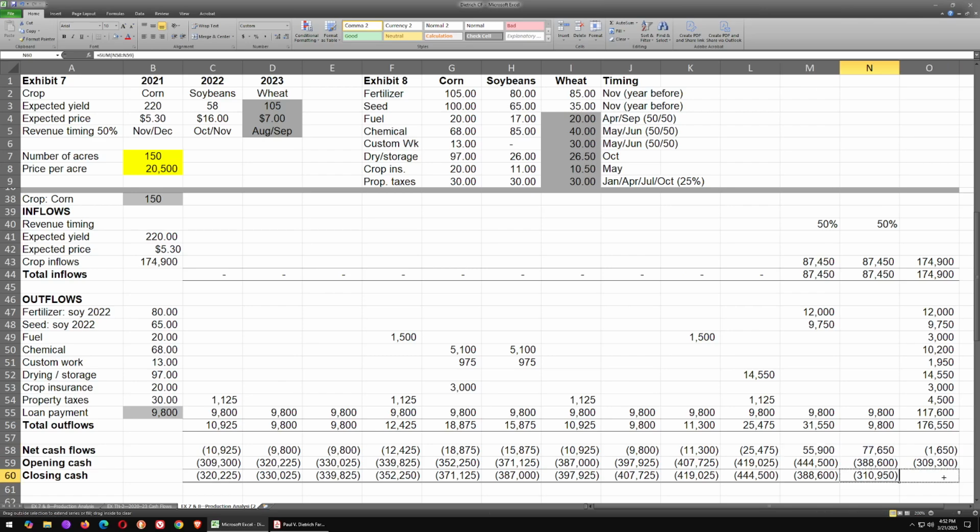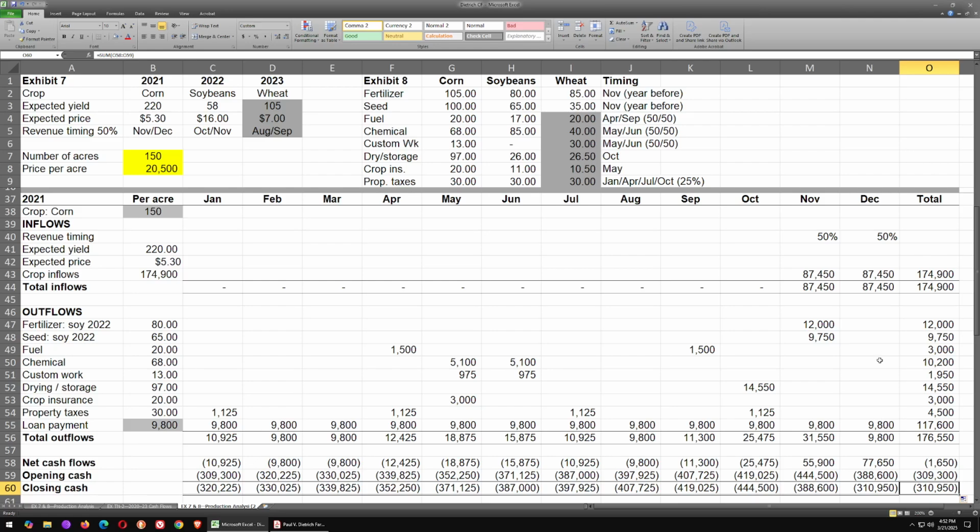And so I can go ahead and pull this over as well. So you can see that our opening amount was 309. We basically not quite broke even, but almost broke even, and didn't really make any headway into our negative dollar amount here. Okay, well, that is the cash flow, both the inflows and the outflows for 2021 for corn.